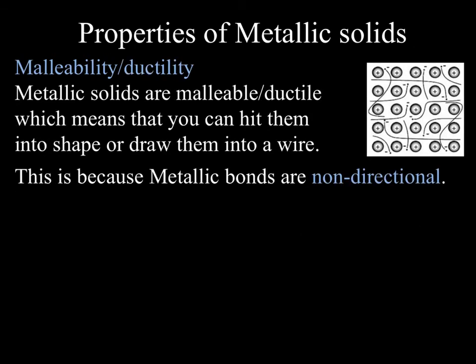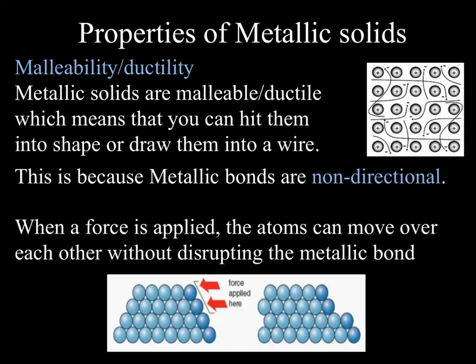Malleability and ductility. All metallic solids are malleable and ductile, which means you can hit them into shape or draw them into a wire. The reason for this is that the metallic bond is non-directional. When we looked at ionic solids, their bonding went in a certain direction, thinking in three-dimensional space. Whereas with a metallic bond, because these electrons are going all over the place in the X, the Y, and the Z axis, they are bonded to all the atoms around them, not just the ones next door or up and down. They are bonded to atoms all around them in any direction whatsoever.